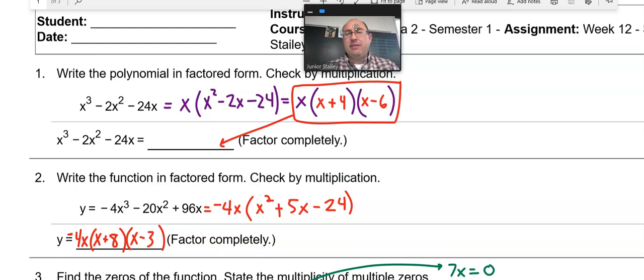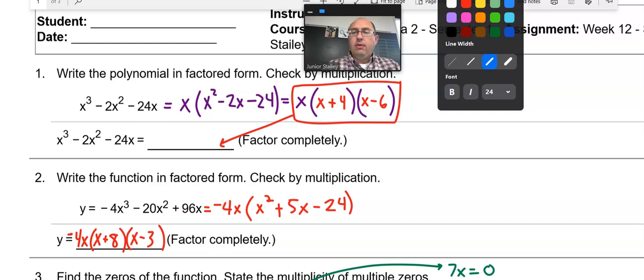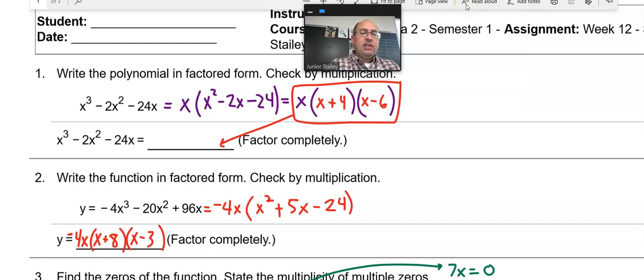I'm getting all mixed up, too many videos. Anyway, so we're starting out with standard form.